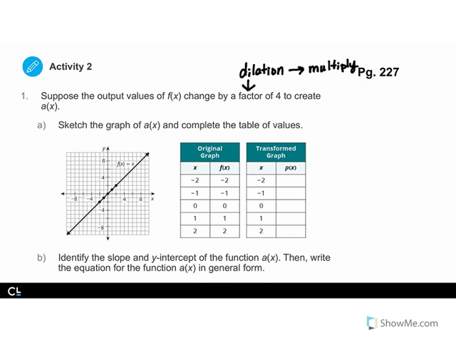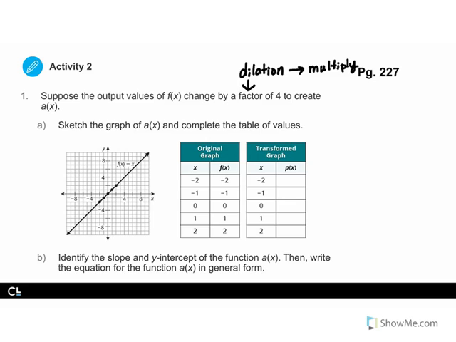So it says sketch the graph of a of x and complete the table of values. Yesterday we did translations, which was just moving up and down, and we had that table that we filled in, but we talked about how with translations we really don't have to fill that table in. We could just move it down or up by however many we needed to. In this case, you guys, with dilations, you're going to have to fill in the table and graph those points.